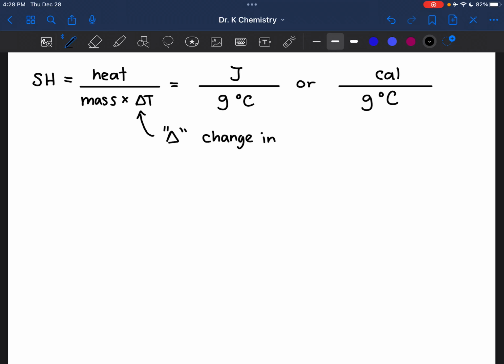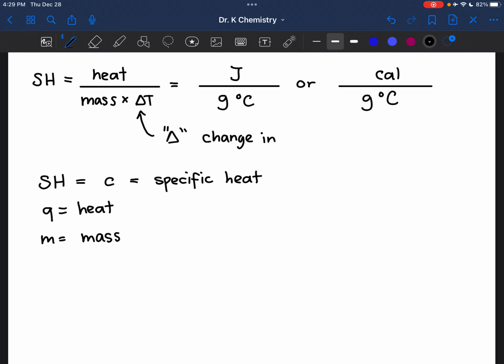Okay, now we can actually rearrange this equation to solve for heat. And in order to do that, I'm just going to change the variables a little bit because this equation usually comes in a slightly different format. So here I represented specific heat as SH. That is often represented as just the letter C. So both of these mean specific heat. The variable for heat is typically Q. Mass is represented by M, and the change in temperature is represented as delta T.